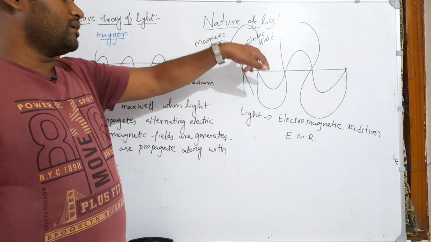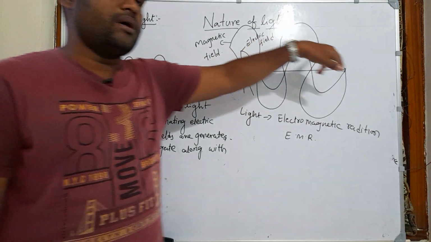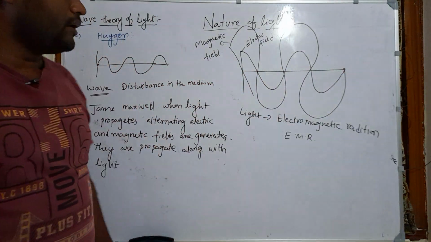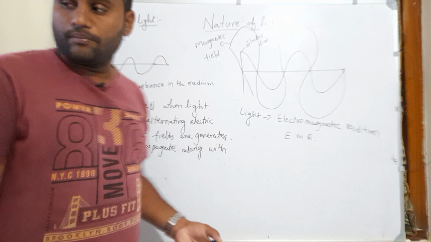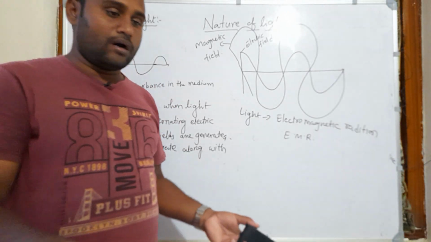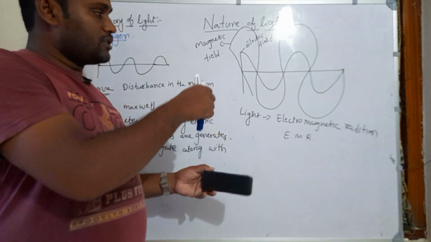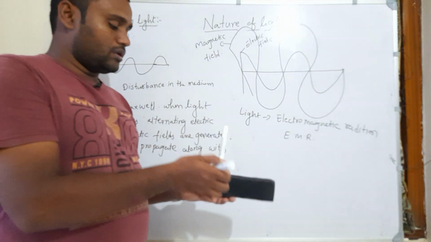Both the electric field and magnetic field are perpendicular to the path of the light, and also perpendicular to each other. Simply, we can explain this by using these objects, because it is not possible to represent it on the 2D board. So now let us see here.